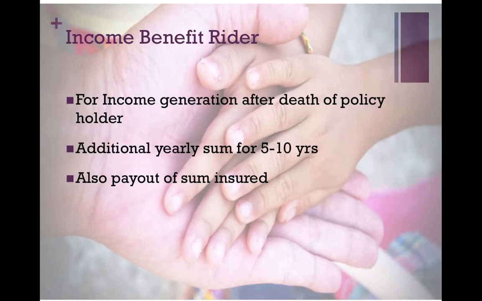Income benefit rider. This rider helps in generating a regular income, which is an additional payout which happens every year for between 5 to 10 years. It's an additional sum which is paid besides the lump sum amount that is there for the policy holder. But this also means that the premium amount that you're paying for this rider and your insurance is much higher. So see what condition you are in financially before signing up for this rider.